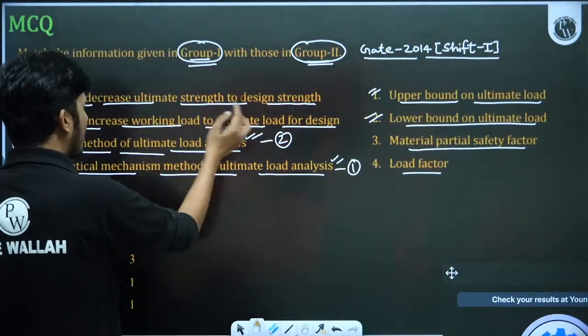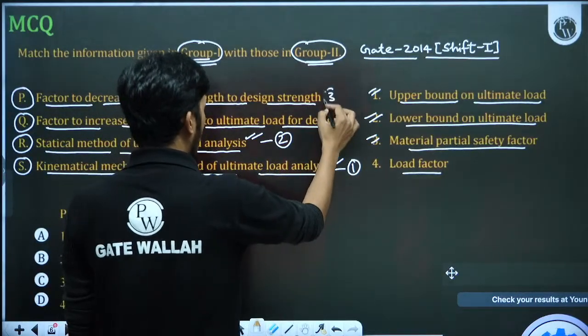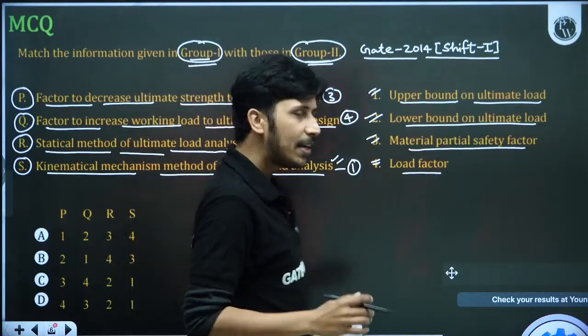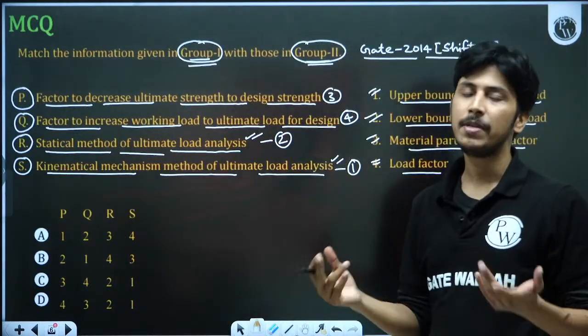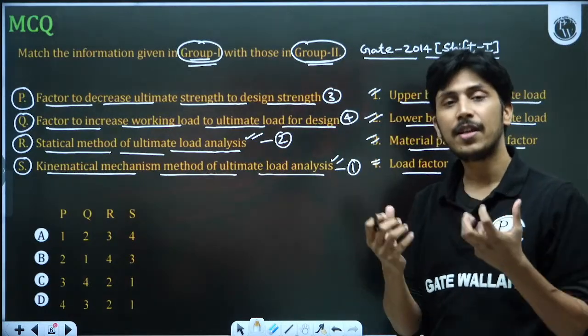Now these things you know. The factor to decrease ultimate strength is your material safety factor. This is 3. And the factor to increase load, that is the load factor, that is 4. Now why do we increase load in design? Because if we design the structure for resisting more loads, it will be safe. Why are we decreasing the strength? If we consider our strength lesser, that will be safe.